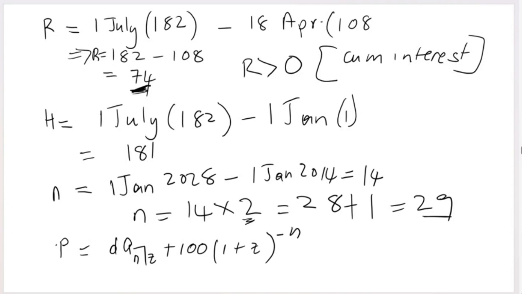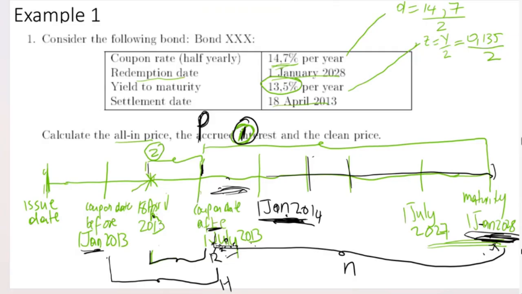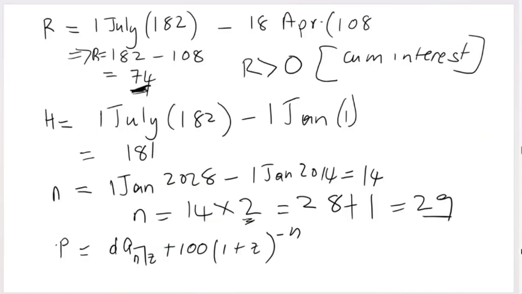You already have all of these components, guys. Remember, we said our D is 14,7 over 2. So now we've got here 14,7. We don't write our C, our coupon, as a decimal and have 0,147. We write it as it is. This is divided by 2. This is going to be A. And then what is our N? We've calculated our N, which is 29.